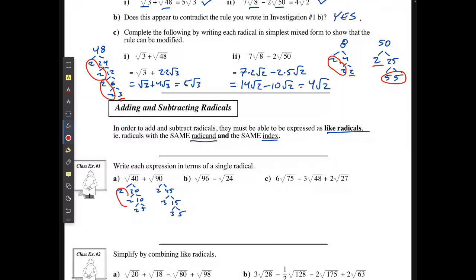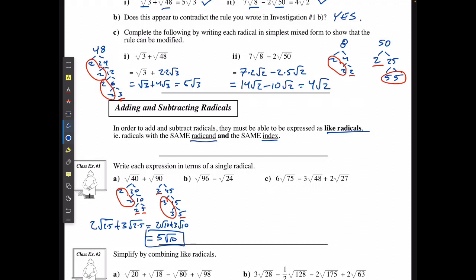I've got a pair here, a pair here, and then I have the ones that are going to be left on the inside. Which means that this is going to be the same as 2 root 2 times 5 plus 3 root 2 times 5, which would be the same as 2 root 10 and 3 root 10, or 5 root 10.